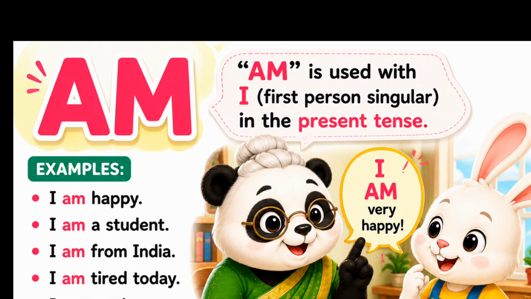Next one is arm. Arm is used with I, first person singular in the present tense. Examples: I am happy. I am a student. I am from India. And I am tired today.